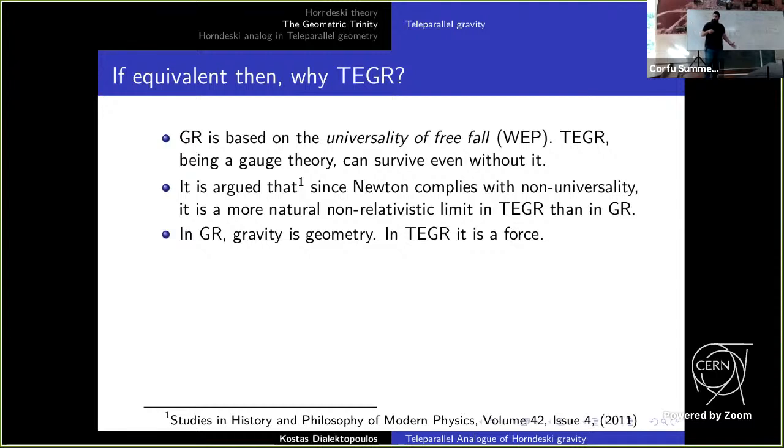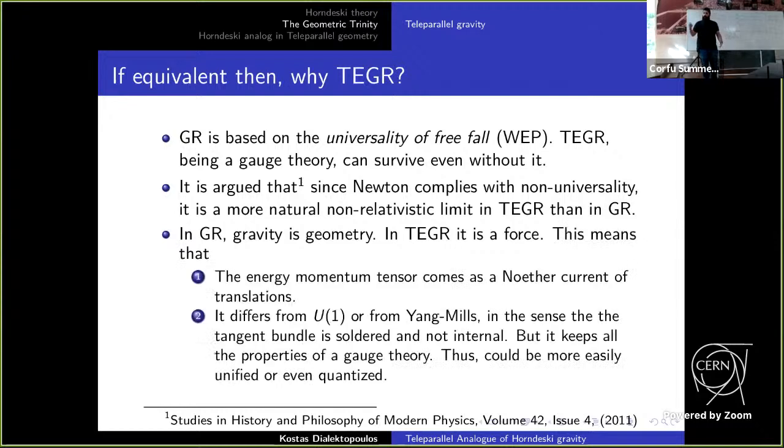As I said, in GR, gravity is geometry, while in TEGR, it acts more like a force, which means actually that the energy momentum tensor in this theory is exactly the Noether current of the translations. Of course, it differs from U(1) or Yang-Mills gauge theories, because it's built on the tangent bundle, which is soldered and not internal like the other gauge symmetries, but it still keeps the properties of gauge theories.